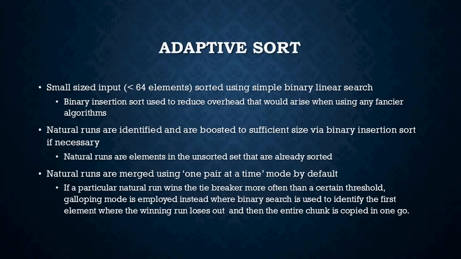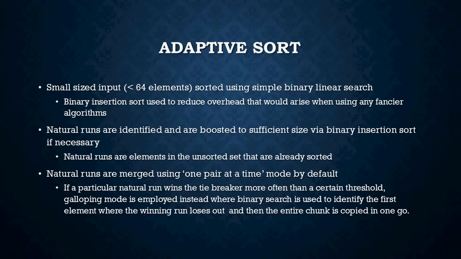The adaptive sort portion has three main subroutines. The first is when there's a small size input: a simple binary search is used and binary insertion sort is used to sort the data. This is to reduce overhead that would arise when using any fancy algorithms.